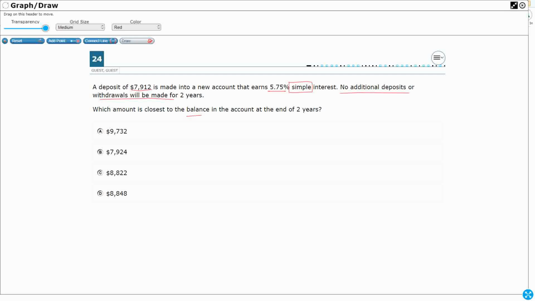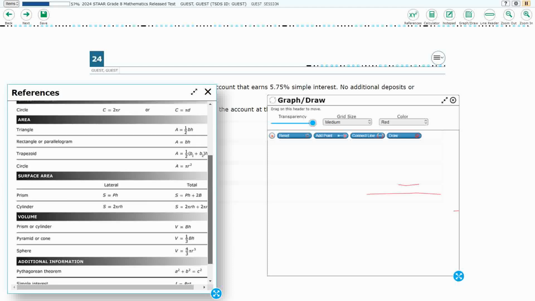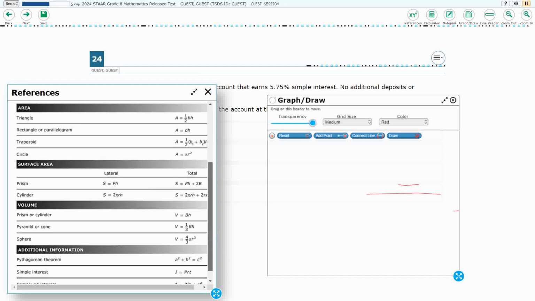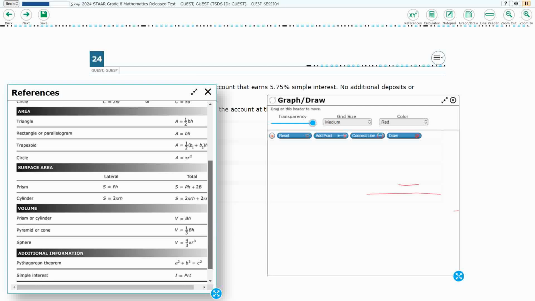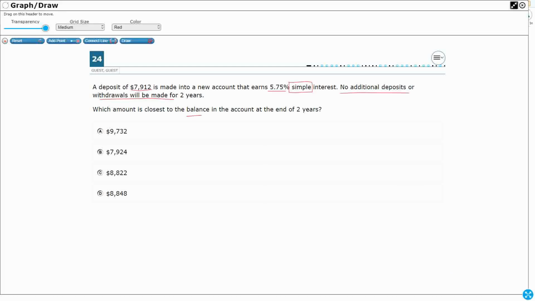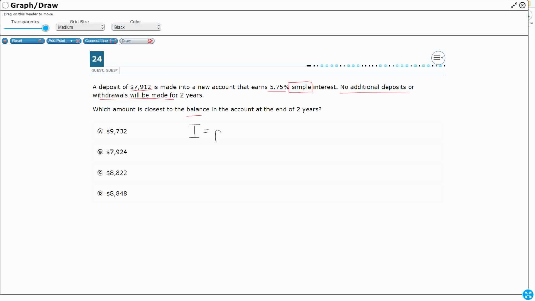Simple interest. When we think simple interest, we should immediately go to our reference materials, and we're going to go all the way down to the very bottom, and you see there's 3 lines underneath additional information. We want that second line, I equals PRT. We see the word simple interest there, so that's going to be our clue. Simple interest, I equals PRT. Now, the only issue is there's nowhere on the reference material that tells us what I, or P, or R, or T actually stand for. So, let's define those terms.